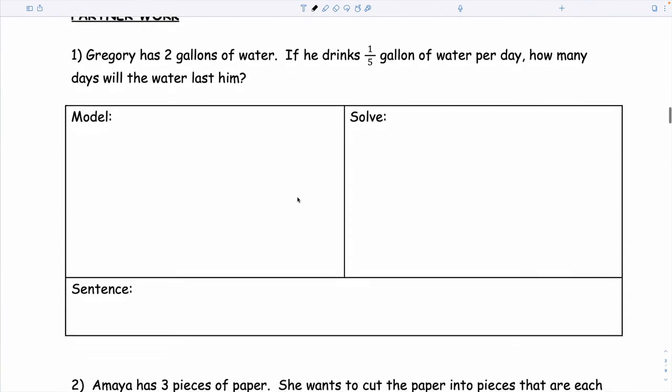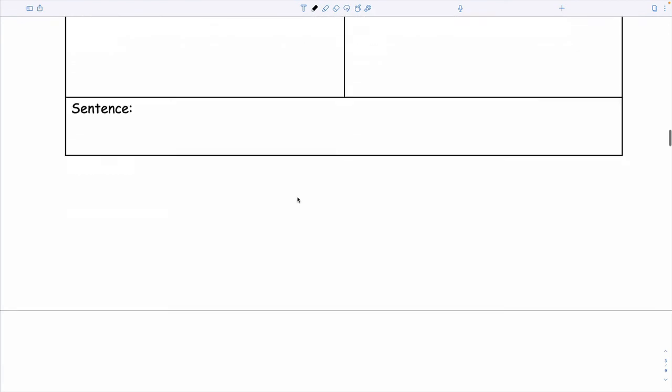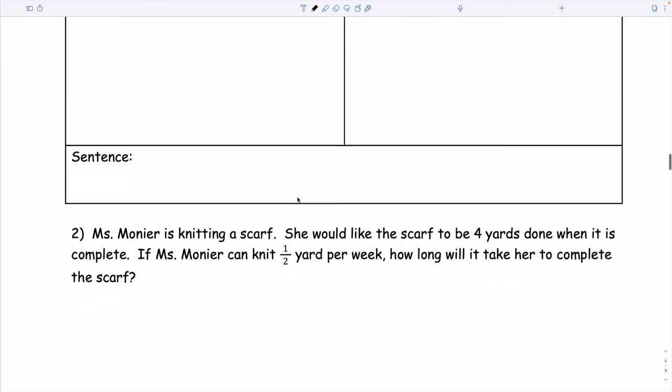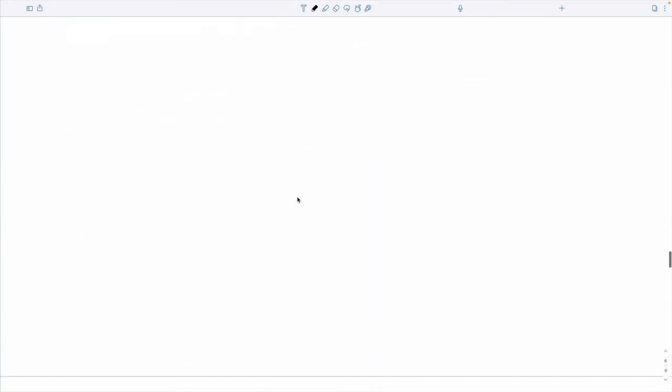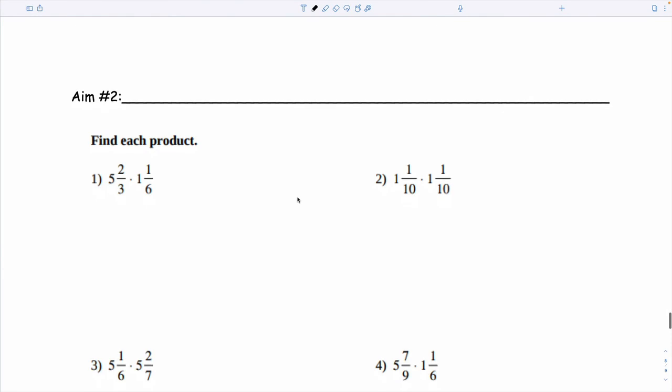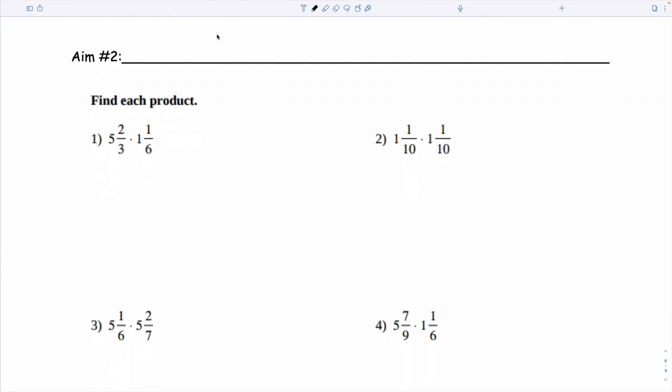Alright, you have 3 minutes with partner work, and then you're going to start independent practice, bronze, at the end of class, the last 10 minutes of class. You guys are going to flip to aim number 2, and I want you to roll out aim 2 with your partner. Go ahead and find this page and write: students will be able to multiply mixed numbers.